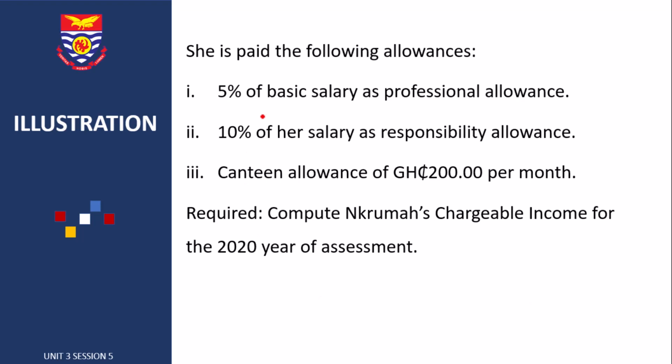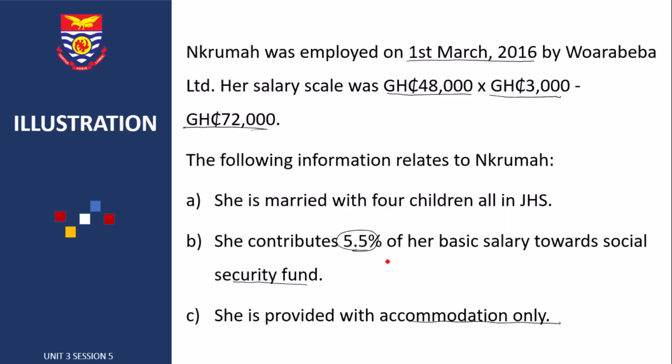She is paid the following allowances: 5% of basic salary as professional allowance, 10% of her basic salary as responsibility allowance, and canteen allowance of 200 Ghana cedis per month. Compute Nkrumah's chargeable income for the 2022 year of assessment. I'll leave this here for a few seconds so that you can take notice of the question, and then we can solve it.